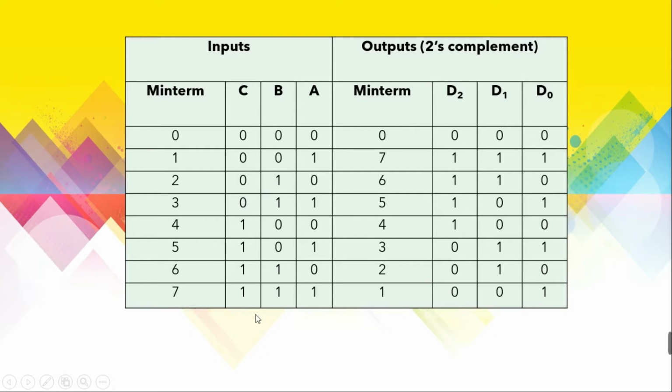Let's take another example, maybe the last one, 1 1 1. This is my original number, this is my input, and in the output part I want to get the 2's complement, because remember our experiment was to calculate the 2's complement representation for a 3-bit number. So our 3-bit number is 1 1 1, and if I do the 2's complement for this number, I should be getting 0 0 1 at the output.